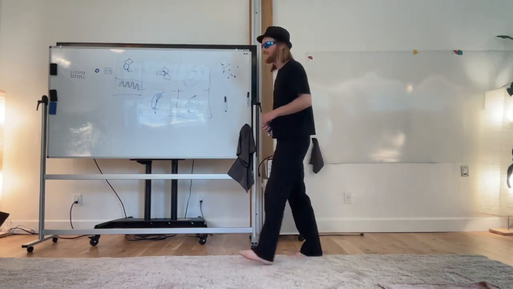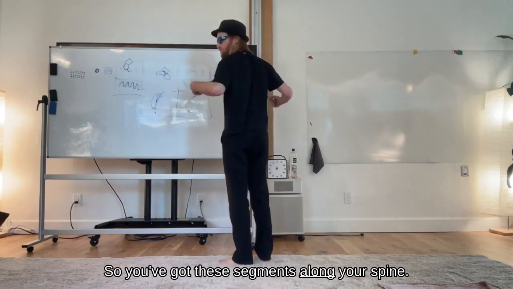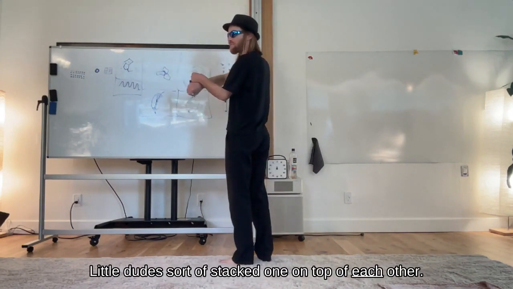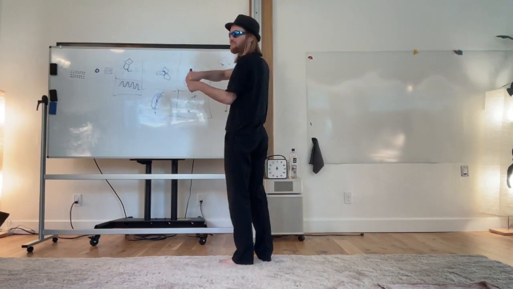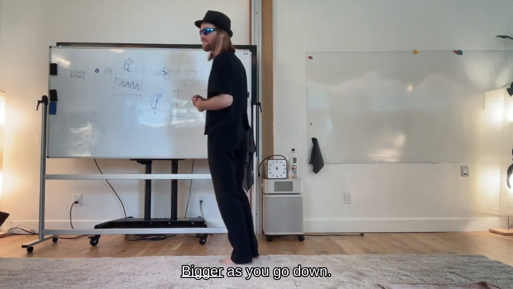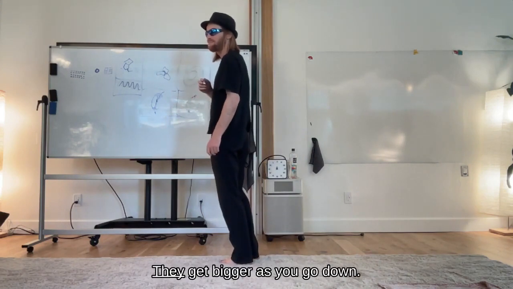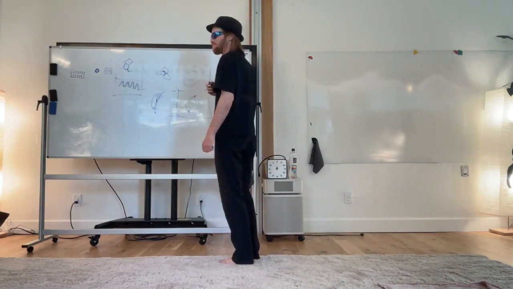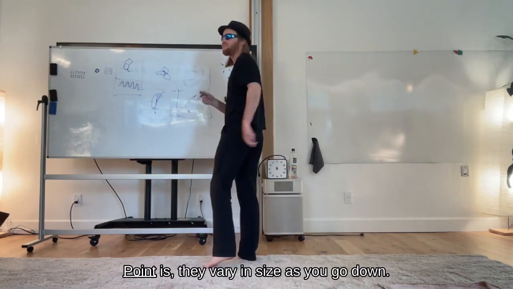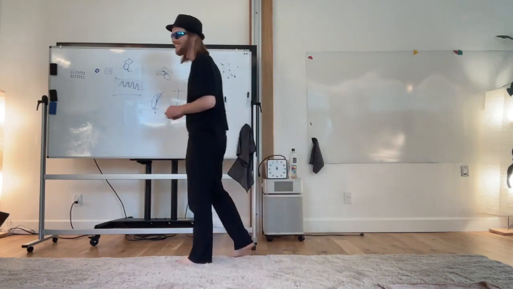So you've got these segments along your spine, right? Little dudes stacked one on top of each other, but they're not all the same. They get smaller as you go down. Bigger as you go down, I think. Well, right in the tailbone, they're tiny, right? Point is, they vary in size as you go down.